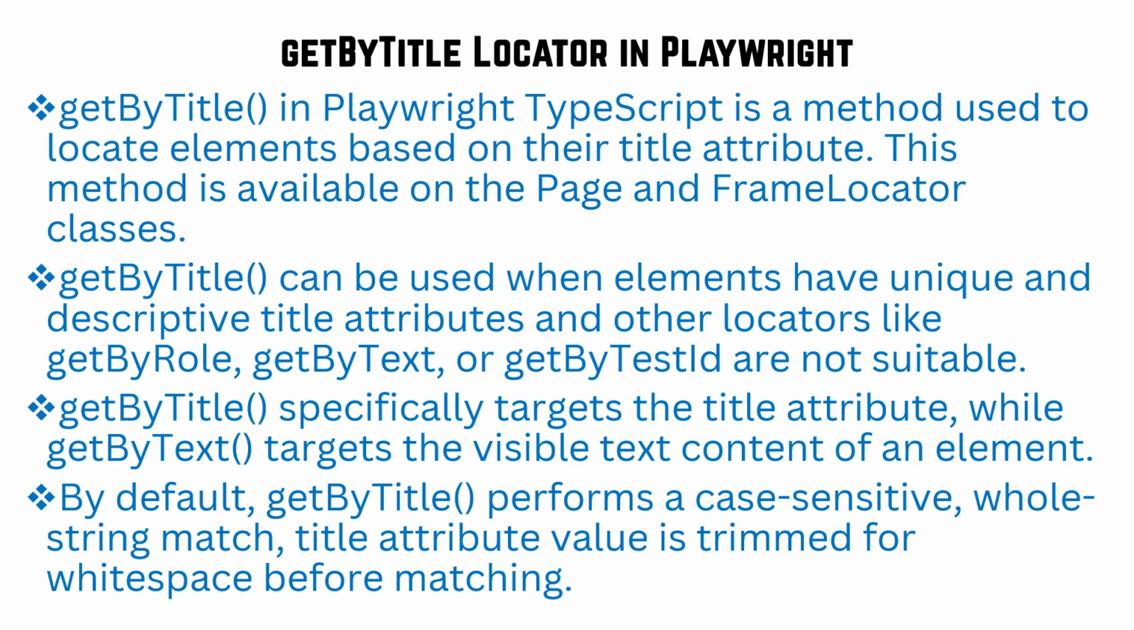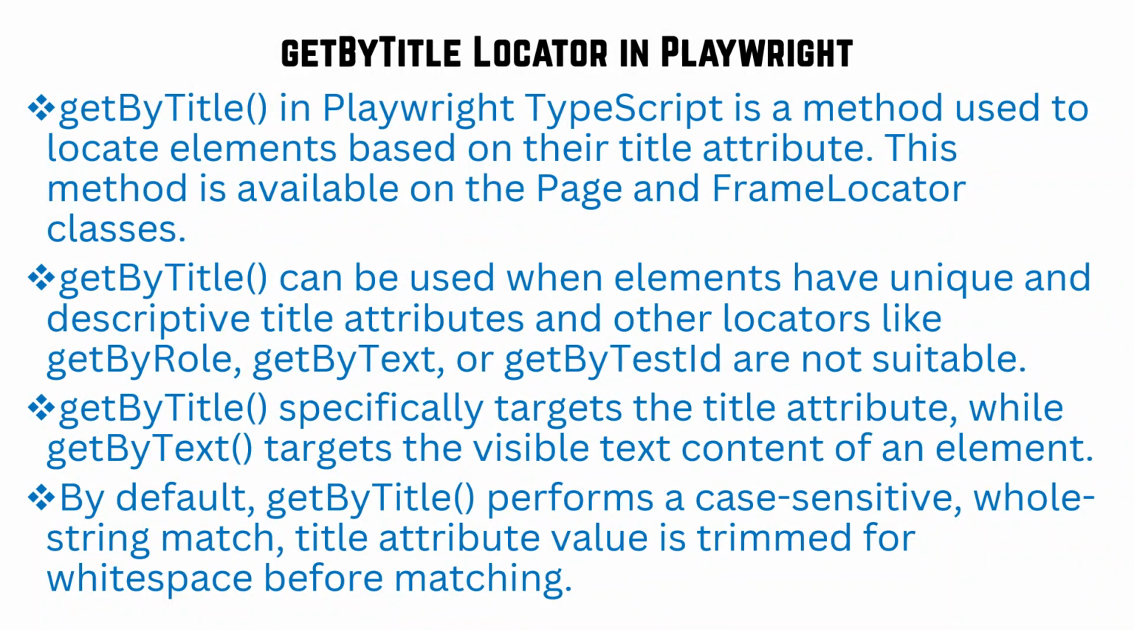So getByTitle in Playwright TypeScript is a method or locator technique used to locate elements based on their title attribute. This method is available on the page and frame locator classes. GetByTitle can be used when elements have unique and descriptive title attributes and other locators like getByRole, getByText or getByTestId are not suitable or available. GetByTitle specifically targets the title attribute, while getByText targets the visible text content of an element. So that is the primary difference between getByTitle and getByText.